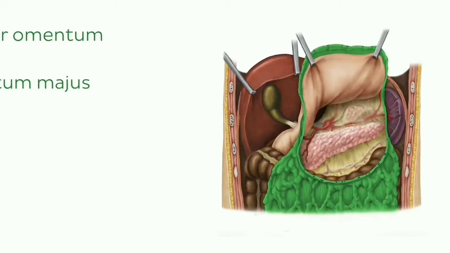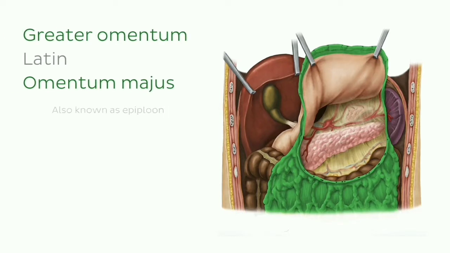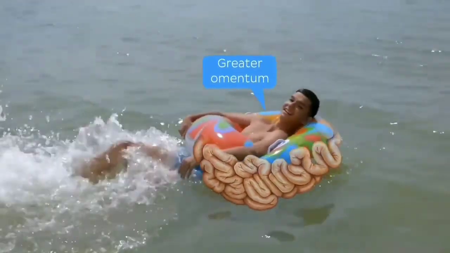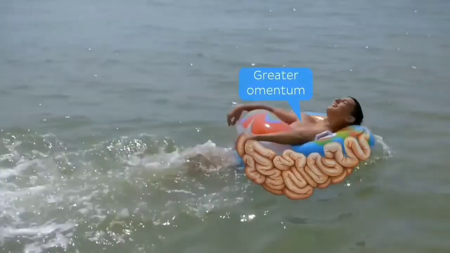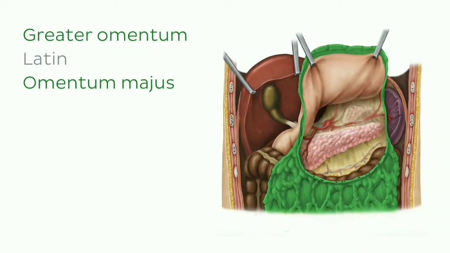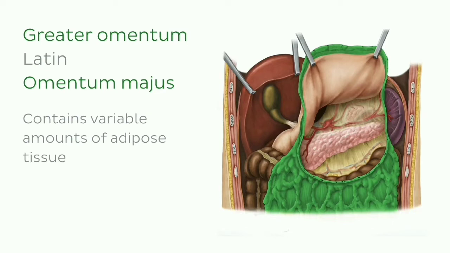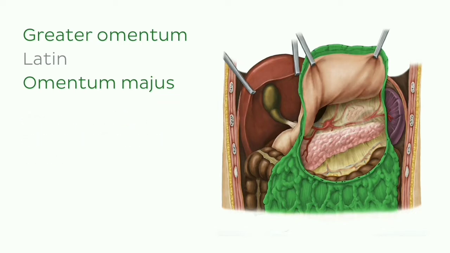The greater omentum is also known as the epiploon, which is derived from the Greek word epipleo, meaning floating on the surface of something, which in this case is the surface of the intestines. The greater omentum is usually thin and has a perforated appearance. It contains variable amounts of adipose tissue or fat and consists of an anterior sheet and a posterior sheet, each made up of 2 layers. Therefore, the greater omentum consists of 4 layers in total.